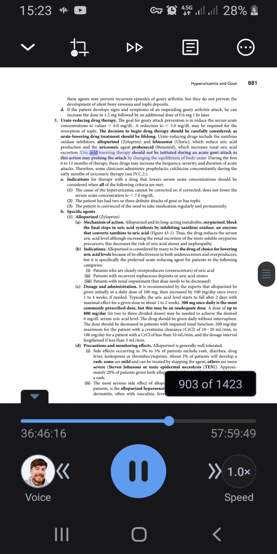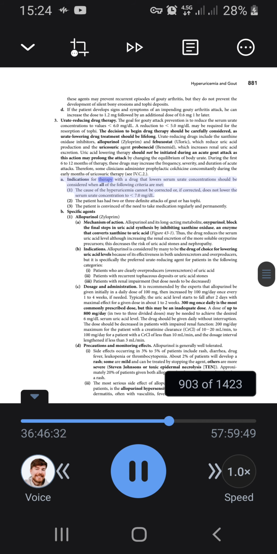Uric acid lowering therapy should not be initiated during an acute gout attack, as this action may prolong the attack by changing the equilibrium of body urate. During the first 6 to 12 months of therapy, these drugs may increase the frequency, severity, and duration of acute attacks. Therefore, some clinicians administer prophylactic colchicine concomitantly during the early months of uricosuric therapy.